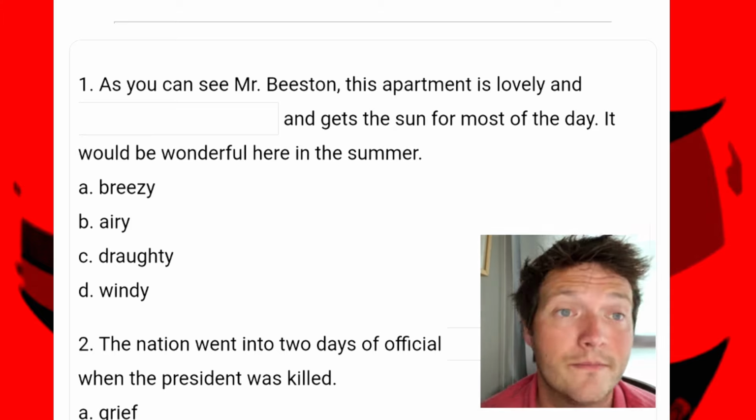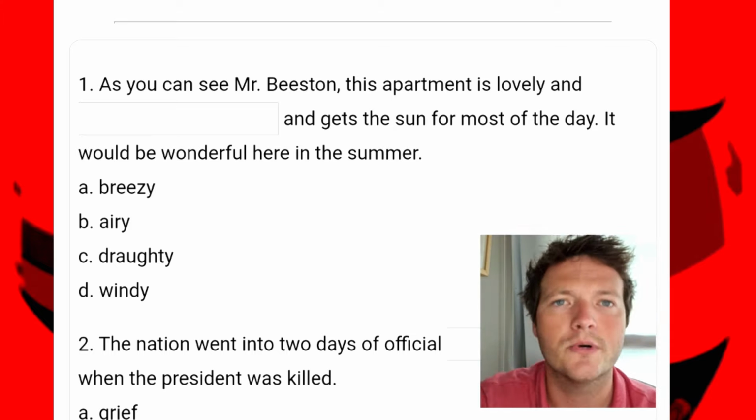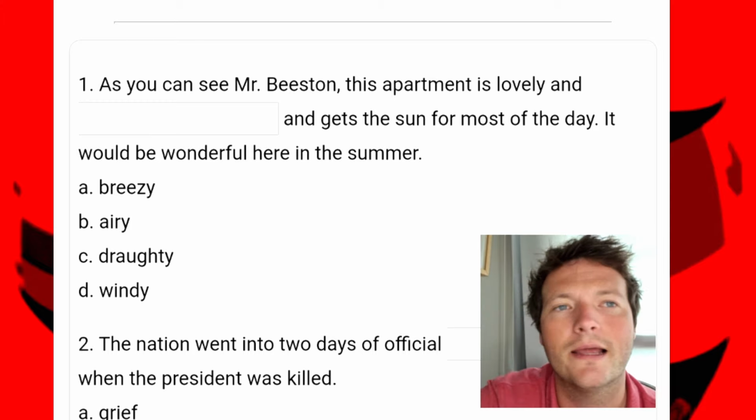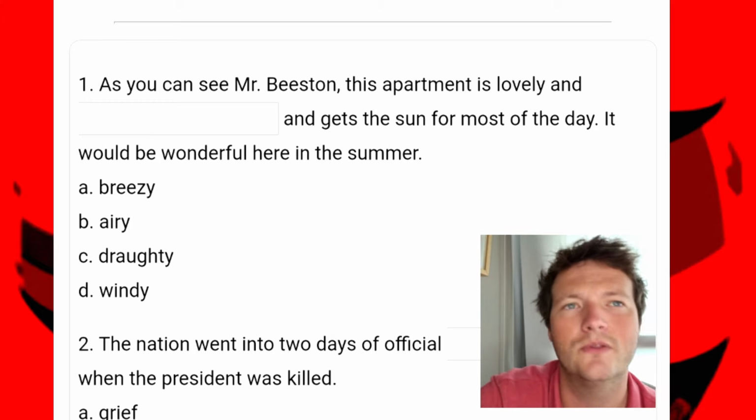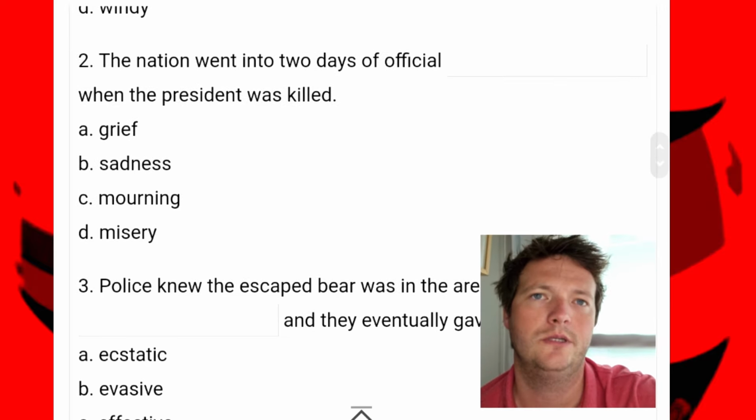It's lovely and airy. No, it's kind of like well ventilated and bright. It allows light and air into it. That's a good thing. Lovely and airy and gets sun for most of the day. Airy, no doubt about that one. Yeah, okay, let's go to number 2.